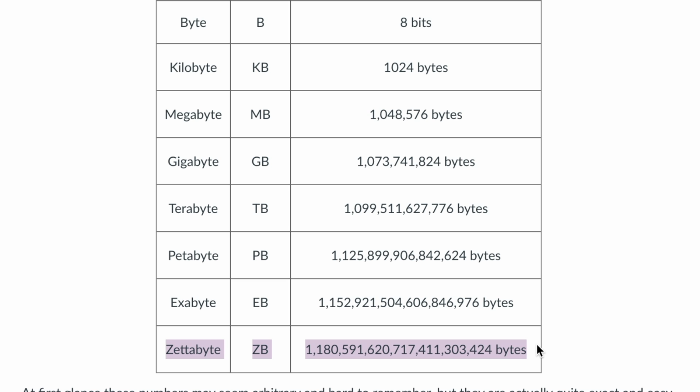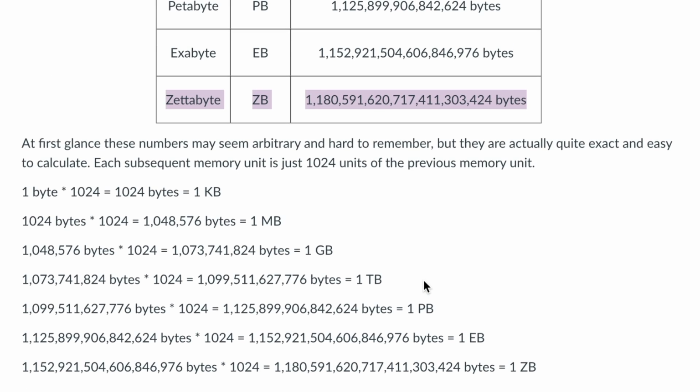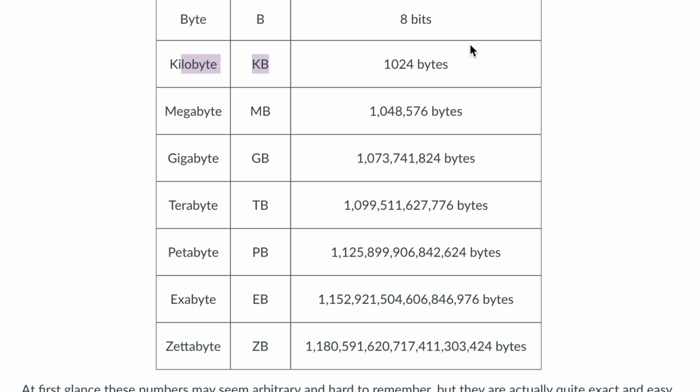You may ask yourself, or you may ask me, how would I ever remember these numbers in this table? Well, it's actually quite simple. If I come down here, you see I have some math down here, and what this is showing you is that 1 byte times 1024 is 1024 bytes, or 1 kilobyte. So we have the 1 kilobyte.